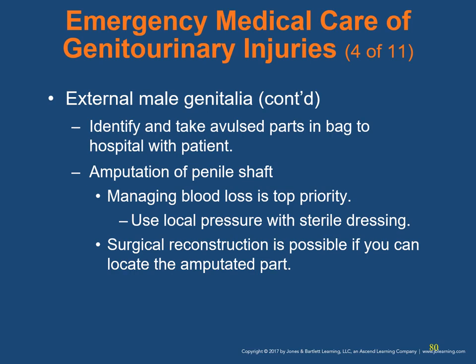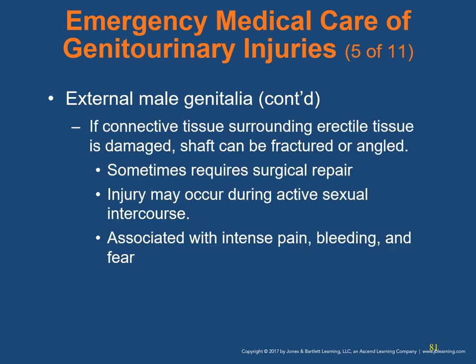Amputation of the penile shaft. Managing blood loss is a top priority. Use local pressure with a sterile dressing on the remaining stump. Never apply a constricting device. Surgical reconstruction is possible if you can locate the amputated part. Wrap it in a moist, sterile dressing. Place it in a bag. Transport in a cooled container without it directly touching ice.